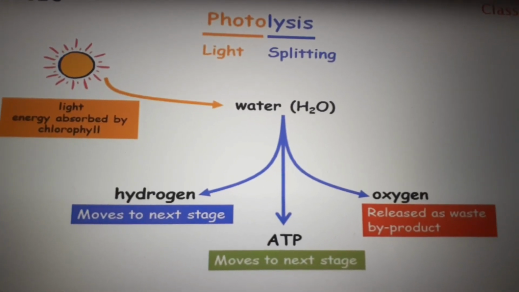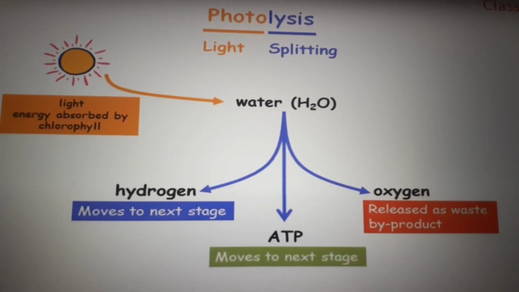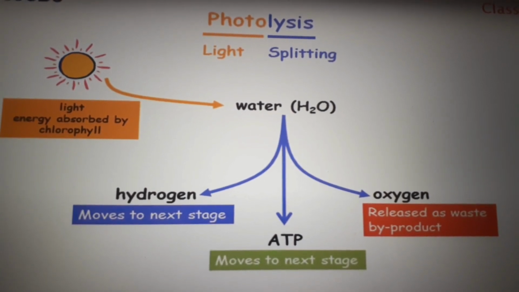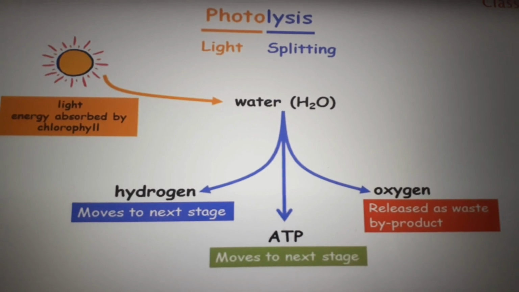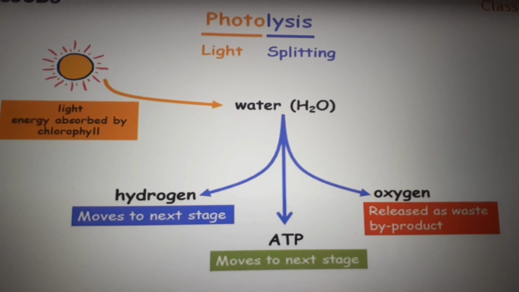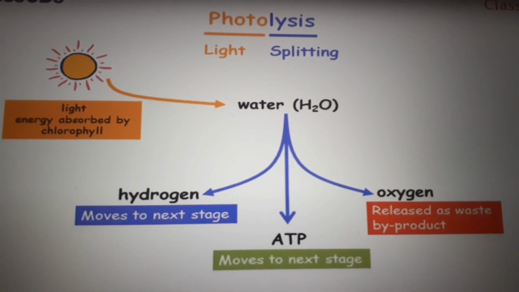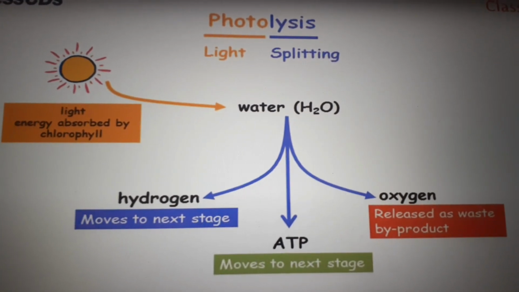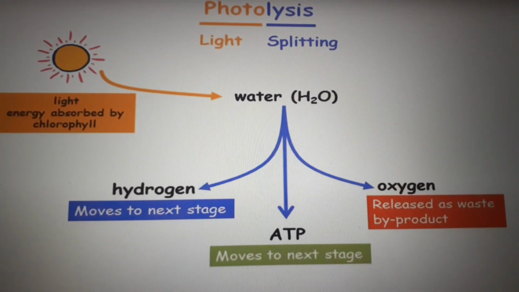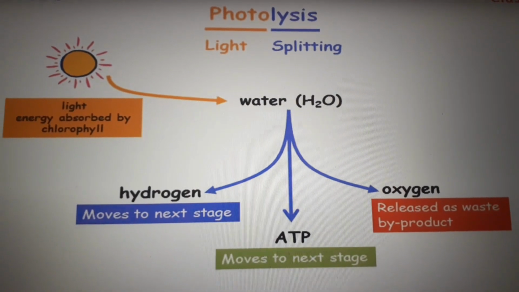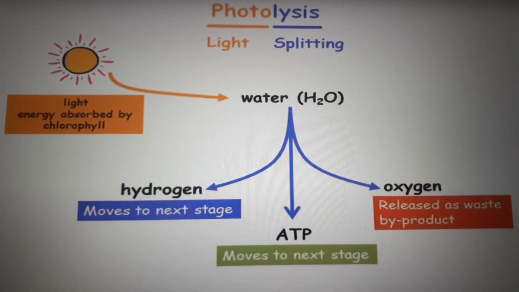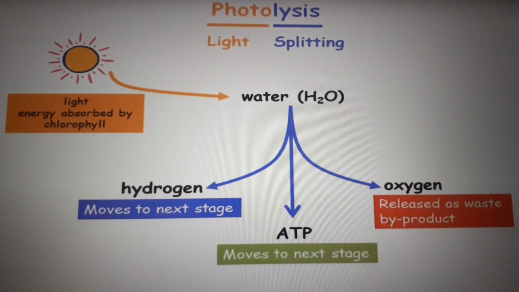In the photosynthesis process, the first step is trapping of sunlight. By trapping of sunlight, the chlorophyll pigment gets activated and photolysis is done. Photolysis means photo means light and lysis means splitting. So by using light photon energy, the water molecule gets split and gives rise to hydrogen and oxygen along with ATP.